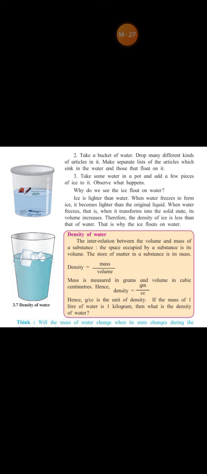Fine. Next is, what is the interrelation between density, mass, and volume? Density is equal to mass upon volume. Mass is measured in grams and volume in cubic centimeters. Hence, density is equal to gram upon cc. Okay, children.